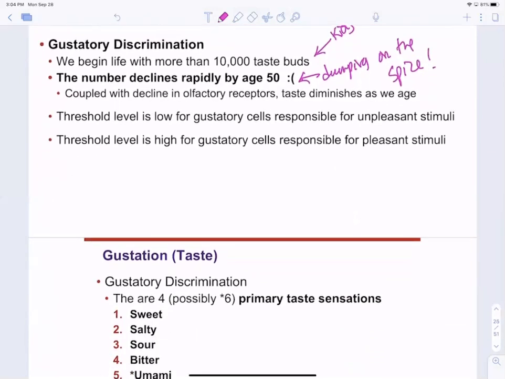The threshold level, by the way, for gustatory cells for unpleasant is very low. That means that if it's an unpleasant stimulus, it's going to react very easily, right? You're going to form an action potential very easily. But if it's a really good stimulus, it takes a lot more of it to make those particular receptors respond. So we are geared to need a higher amount of sweet to excite our taste bud receptors than if it's bad for us or unpleasant.